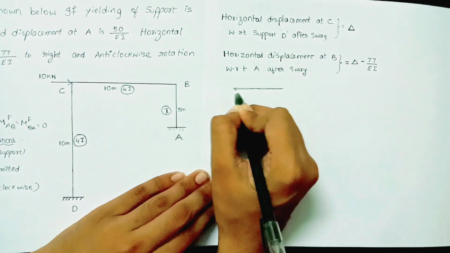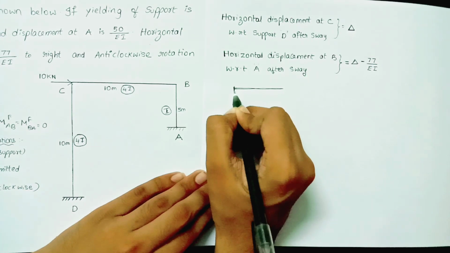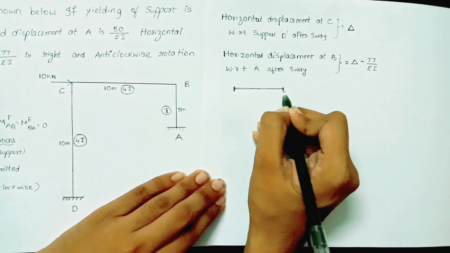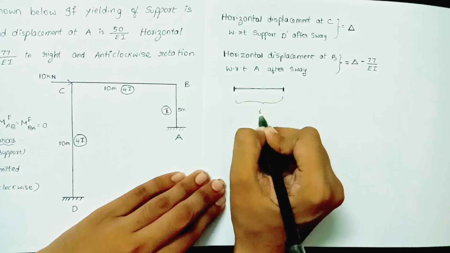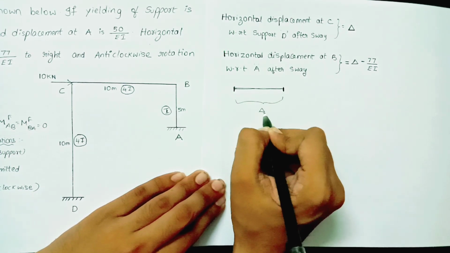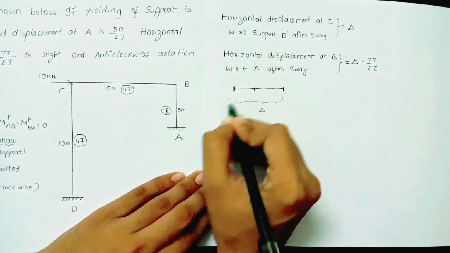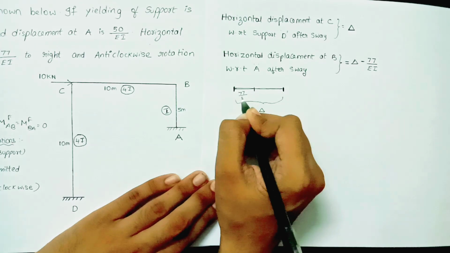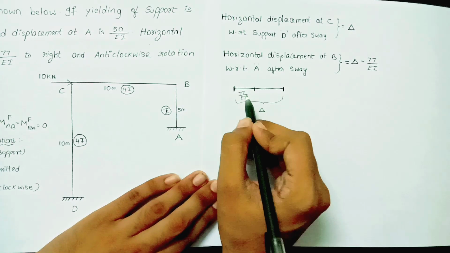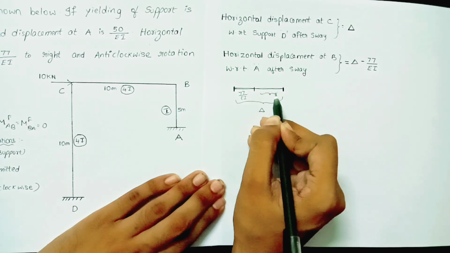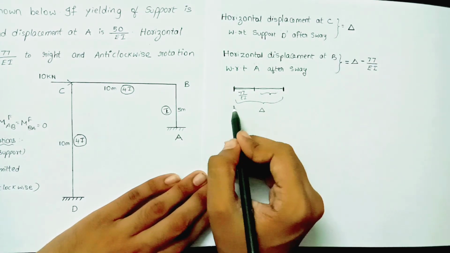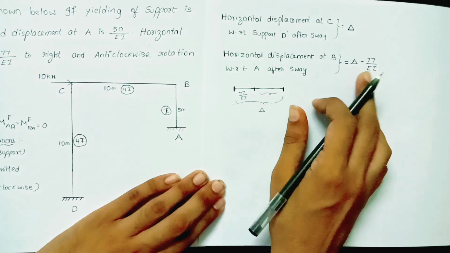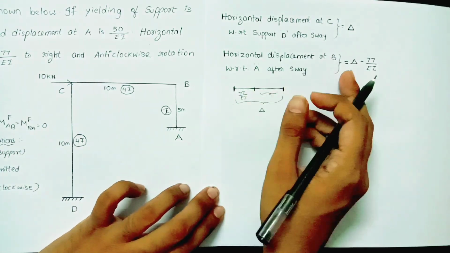This is the total displacement. Now my column is initially in this position, moved to this position. The total deflection is delta. In this deflection, some amount, that means due to the displacement at A, is 77 by EI. Now I remove this amount so that I will get the net displacement. So I can say delta minus 77 by EI. In this way I have calculated the horizontal displacement at B.